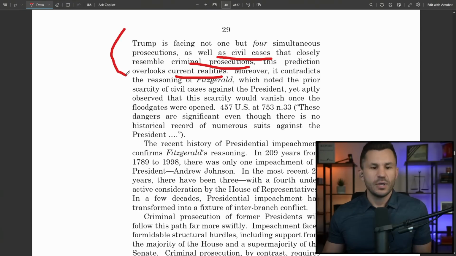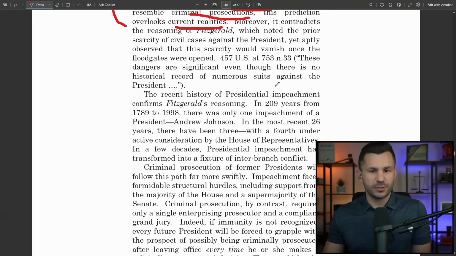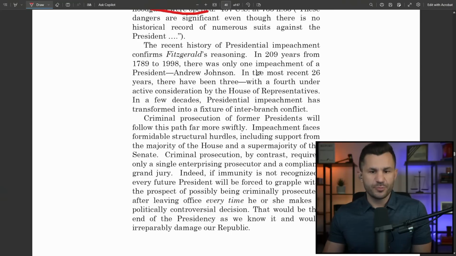It's your last gasp. It contradicts the reasoning of Fitzgerald, which noted the prior scarcity of civil cases. But they noted that the scarcity would vanish once the floodgates were open. And look, we're living it. The recent history of presidential impeachment confirms Fitzgerald's reasoning. And this is a great point, right? Our country is going through a major shift right now. And if you have any doubt about it, just look at the pattern and the trend.